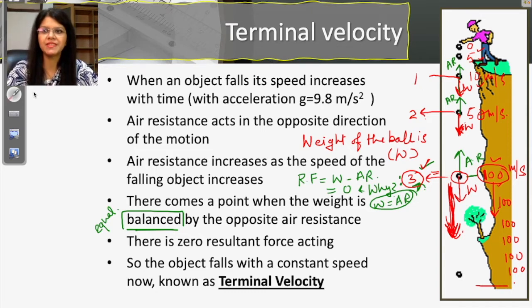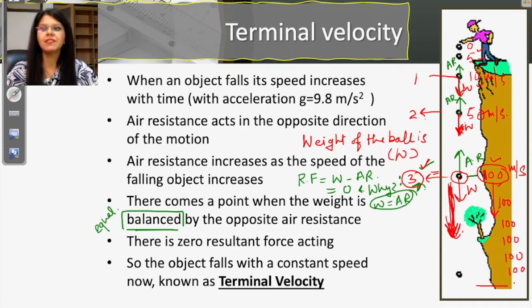Right? Let us go through the points one by one again. When an object falls, its speed increases with time. So as the object is falling down, the speed is increasing. Air resistance is acting in the opposite direction, and the air resistance is increasing with every passing time. Why? Because the speed is increasing. Now there comes a point, which is point 3, when the weight and the air resistance become equal and opposite. They cancel out each other. There is no force acting. Zero resultant force. Newton's first law of motion applies here. No resultant force. The object falls with a constant speed.